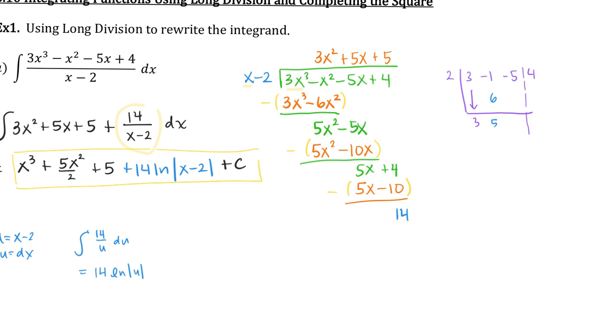Okay, then I repeat. 2 times 5 is 10. Negative 5 plus 10 is 5. 2 times 5 is 10. 4 plus 10 is 14.